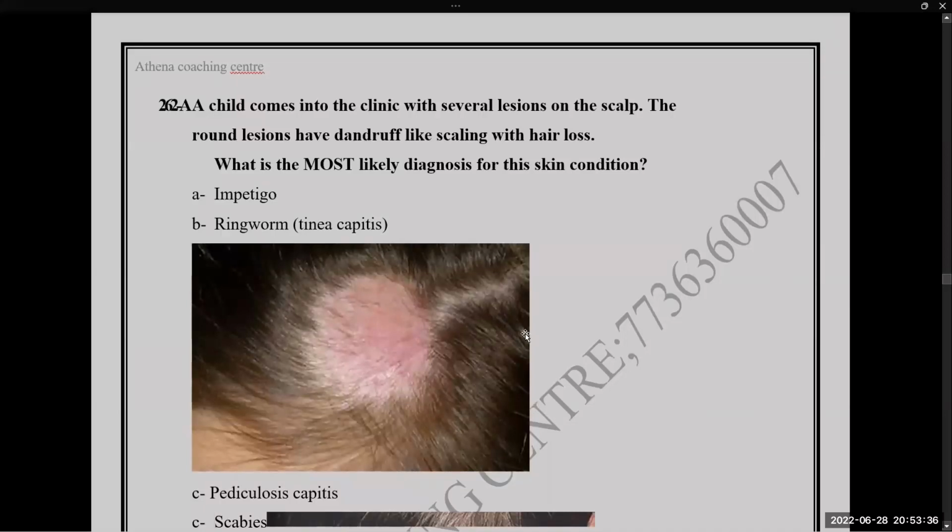A child comes into the clinic with several lesions on the scalp, and the round lesions have dandruff-like scaling with hair loss. What is the most appropriate nursing diagnosis for this condition? Impetigo, ringworm infection, pediculosis capitis, and scabies.